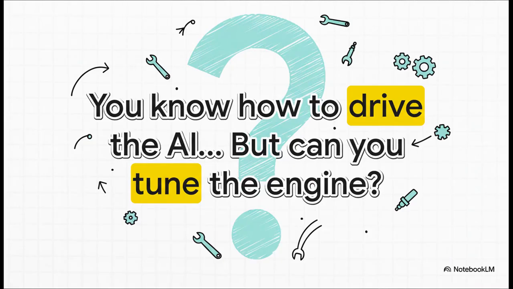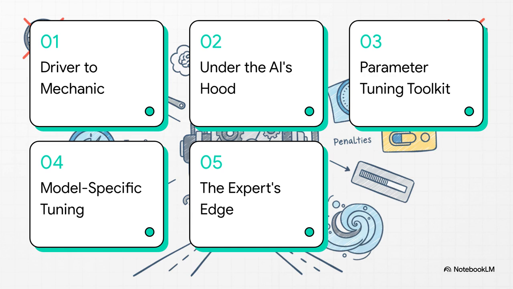See, this is where we go from being just a driver to being the mechanic. Because once you understand how to tune that AI engine, you unlock this incredible new level of control, of precision in everything you create. So here's the plan. We're going to talk about that shift from driver to mechanic, then we'll get right under the AI's hood. The main event is going to be your new tuning toolkit. After that, we'll touch on some model-specific stuff and wrap it all up with what gives you the expert's edge.